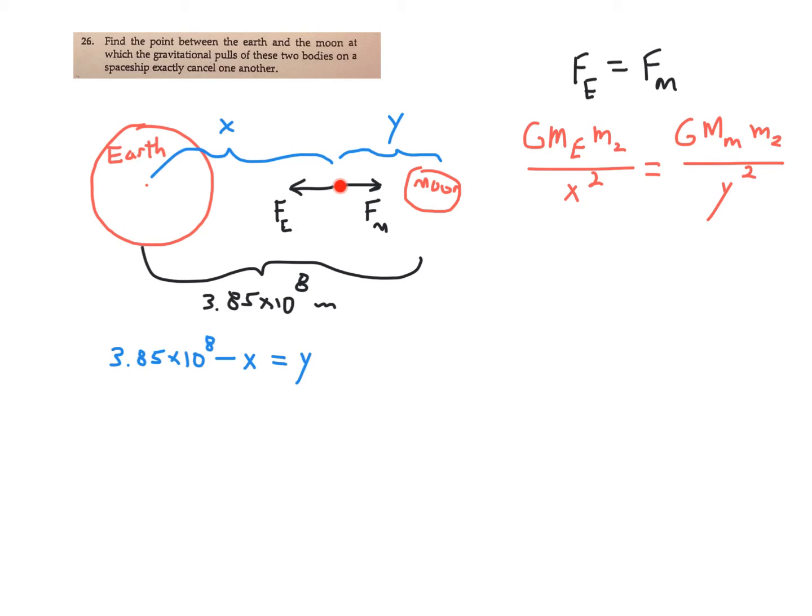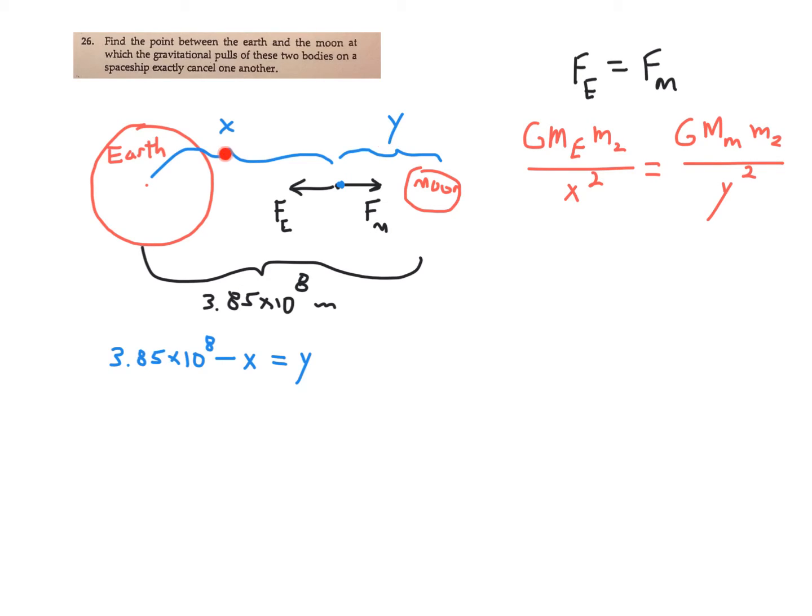What I'm doing now is calling the distance from the center of the Earth to this spot x. I could have called it r sub 1. But it's the distance from Earth to this location. And from the center of the Moon to this location, I'm calling it y. But I've really done a little overkill there. I really don't need the variable y. I'll use it for now.